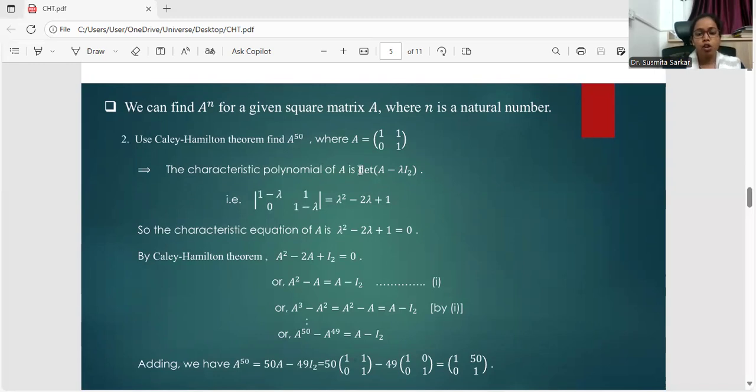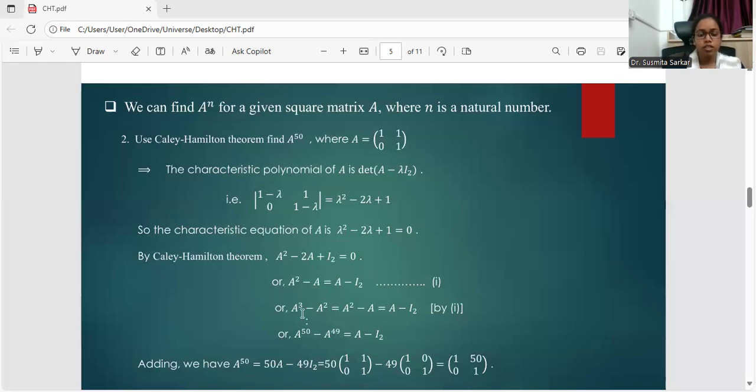And putting all the values of A and I2, we get the characteristic polynomial of the square matrix A is lambda square minus 2 lambda plus 1. Therefore, the characteristic equation of A is lambda square minus 2 lambda plus 1 equal to 0. And as usual, we know that every square matrix satisfies its characteristic equation, that is A square minus 2A plus I2 equal to 0. Here 0 is the 2 by 2 zero matrix.